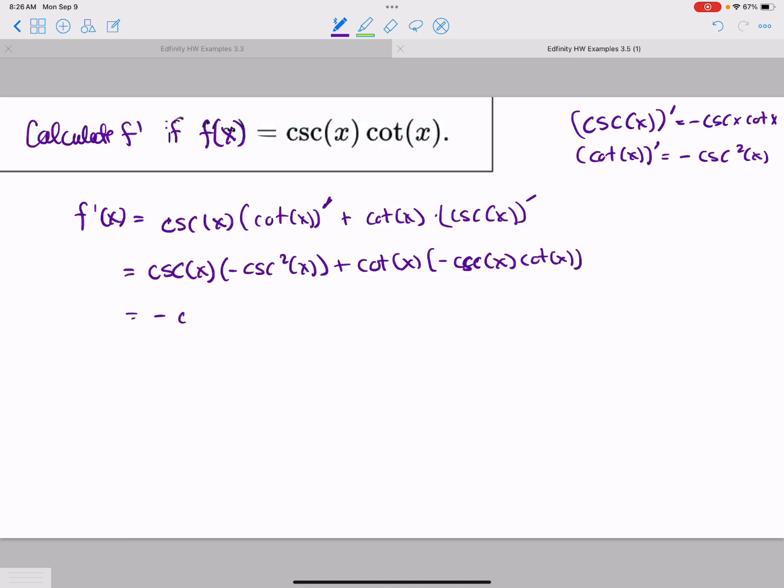So this is negative cosecant cubed plus cotangent squared x cosecant x. And this should be a minus because of this one.